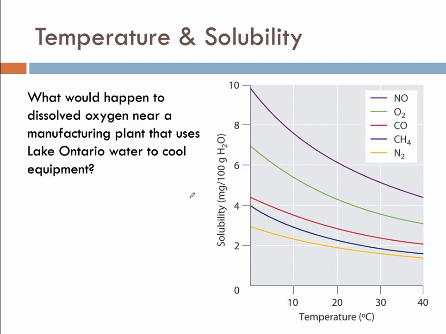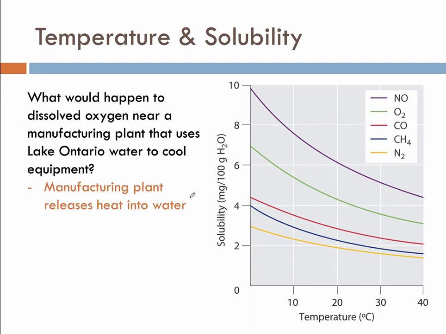Let's put an application here. So let's think about what's going to happen to dissolved oxygen in the water near any kind of manufacturing plant that uses water to cool its equipment from Lake Ontario. And there's lots of manufacturing plants that do this, right? It's very convenient if you build your factory right on Lake Ontario. You can just pour the water over your equipment. And that seems pretty neutral. All you're doing is heating up the water a little bit.